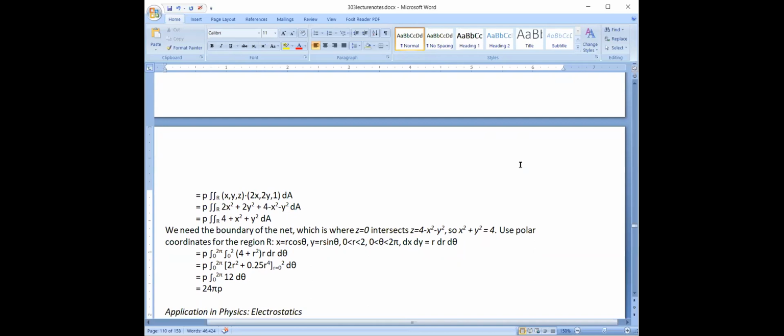Next, let's take a look at electrostatics. And remember, electrostatics is just a fancy term for there's electric charge and it's not moving.